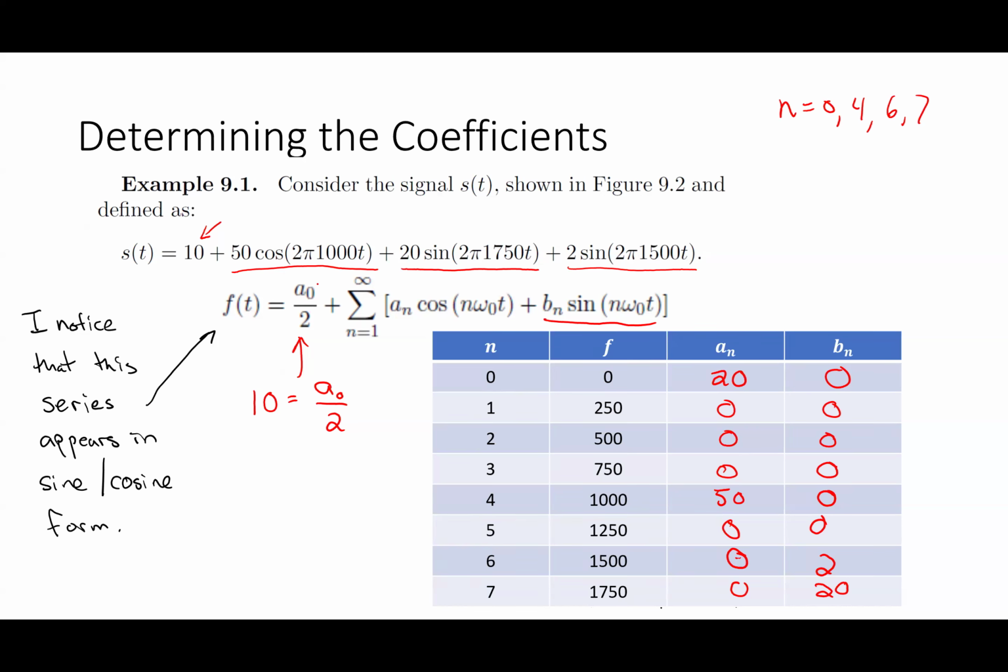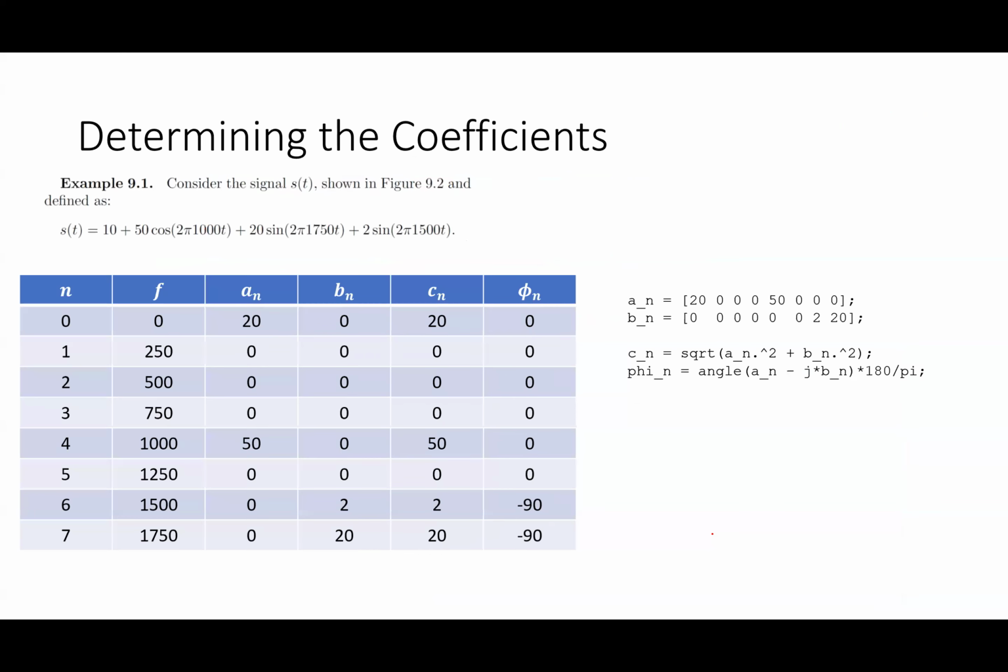Because I have a cosine, but I don't have a sine, right? So for the sixth harmonic, which is 1500 hertz, I said that B6 was equal to 2 and A6 was equal to 0. Why did I say that? Don't have a cosine, but I have a sine, right? And then similarly for the seventh harmonic, I have a sine and not a cosine.